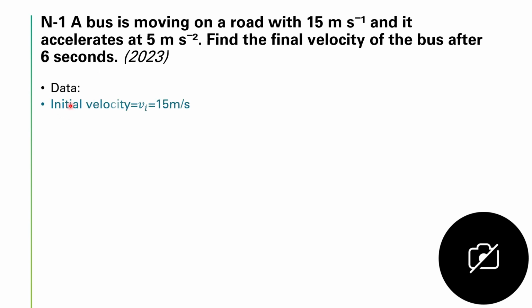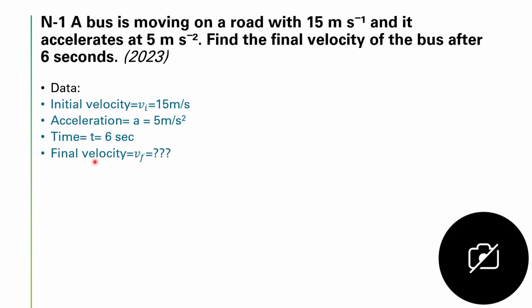Data: enlist all the given quantities: initial velocity, acceleration, time 6 seconds is given, and what is required is the final velocity. Now write down the heading of the solution. As we know, the first equation of motion helps us to find the final velocity. Why? Because Vf equals Vi plus At. Vi is given, a is given, and t is given.